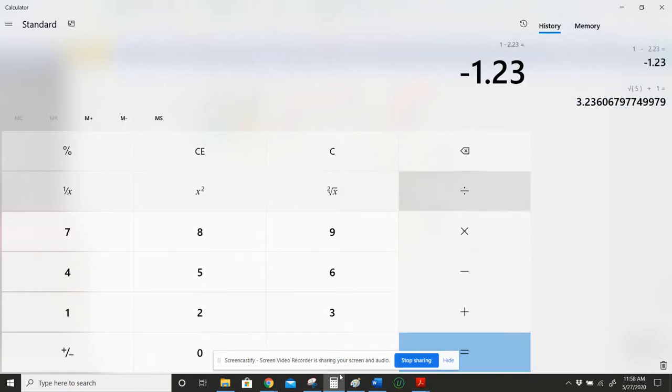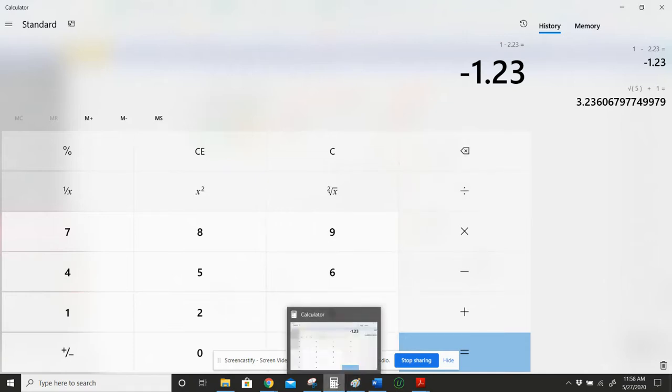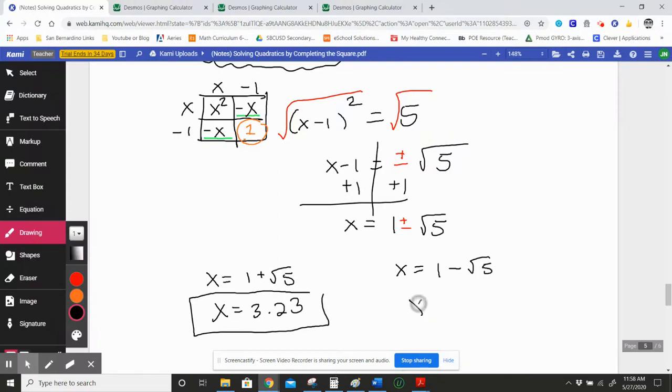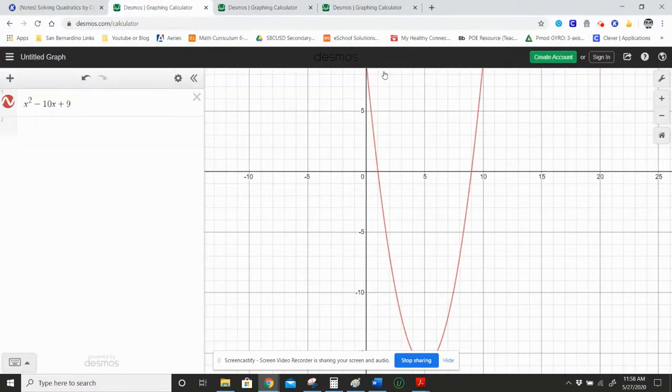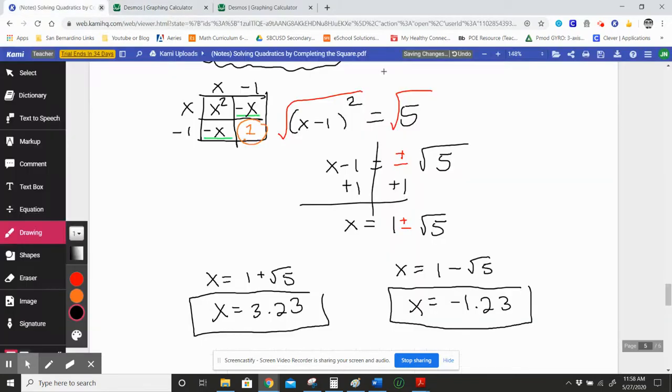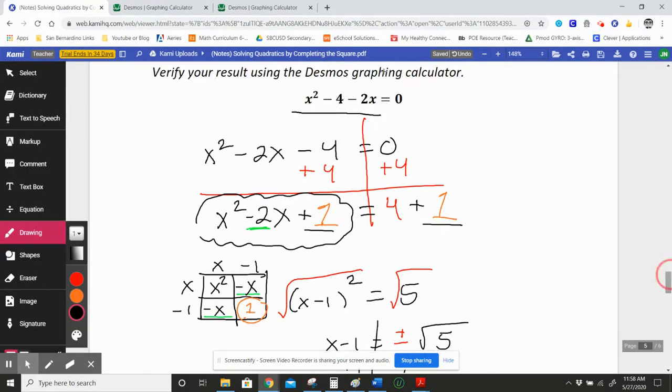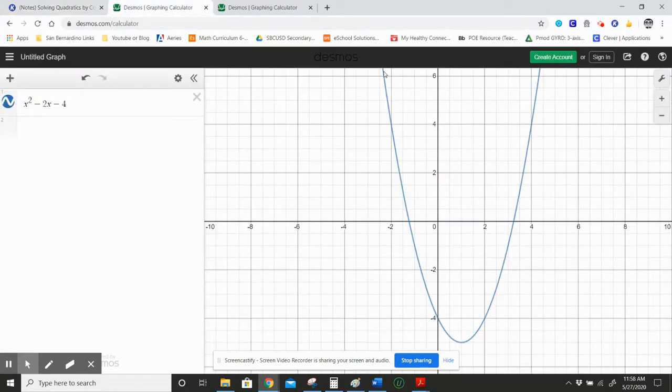There we go. It's really hard to use the calculator with the easel thing. So negative 1.23 is the other answer. Negative 1.23. So when we plug this into Desmos, right? I already did that extra step for you. This is the equation that we had initially, set equal to 0, of course: x squared minus 2x minus 4, which is right here. I plug that into Desmos, and I get this graph, right?